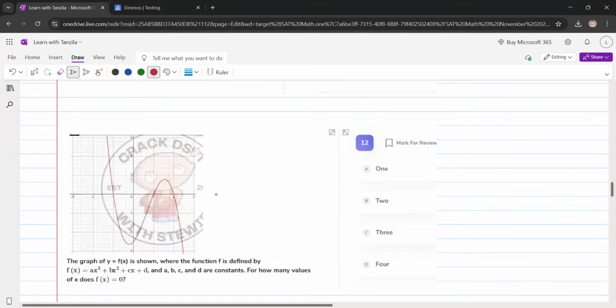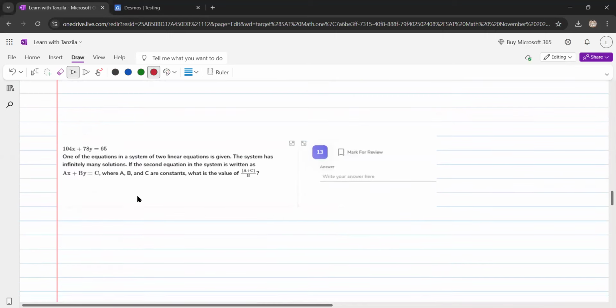Question 12. You have a graph of this where blah blah blah. For how many values of x does f of x equal 0? Where is the y coordinate 0? Y coordinate is 0 here, here, and here. This is negative 1, 0, this is 1, 0, and this is 2, 0. So your answer is 3. There are 3 values of x for which f of x equals 0. You are done.